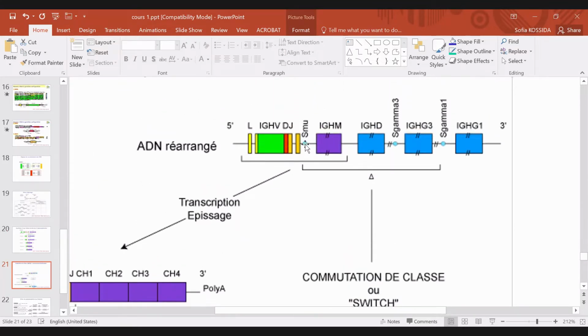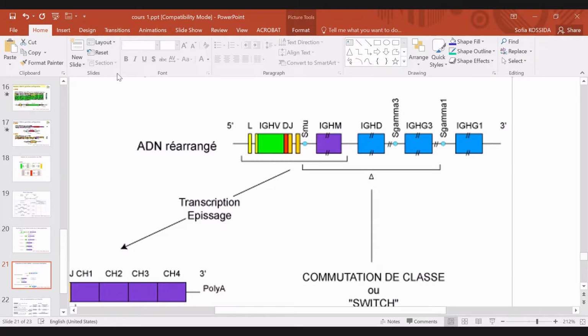I want you to see this one, S mu, which is a signal, a feature within the sequence. And I would like you to see these other little bluish or light blue dots, or little circles: S gamma 3, S gamma 1. These are signals found within the locus at the sequence level, and these are the ones where splicing can take place.